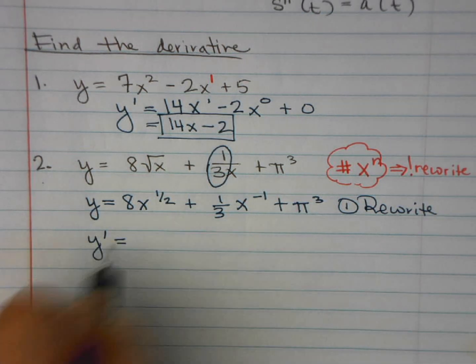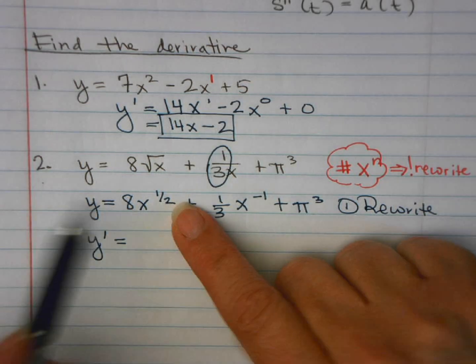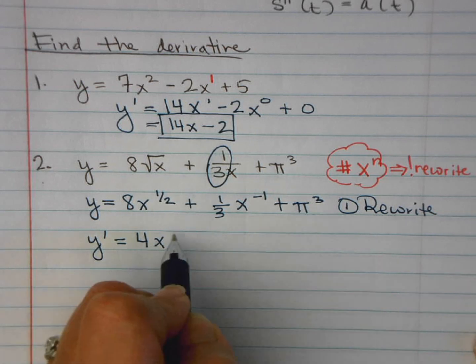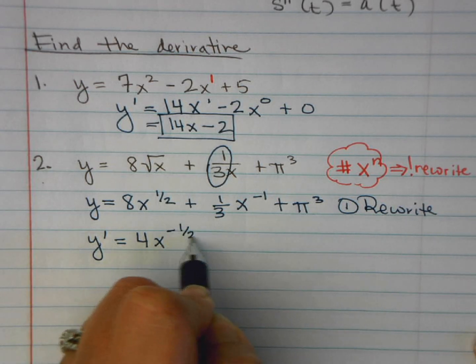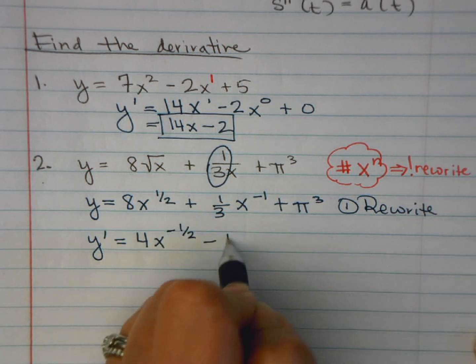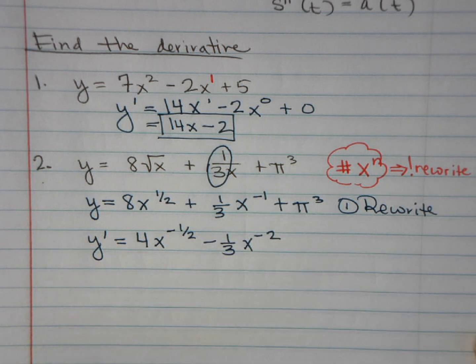So y prime. So I'm going to do power rule here. So I'm going to do 1/2 times 8. So half of 8 is 4. And then subtract 1 from the power. So that would be to the -1/2. And then now multiply 1/3 times -1. And then subtract 1 from the power.